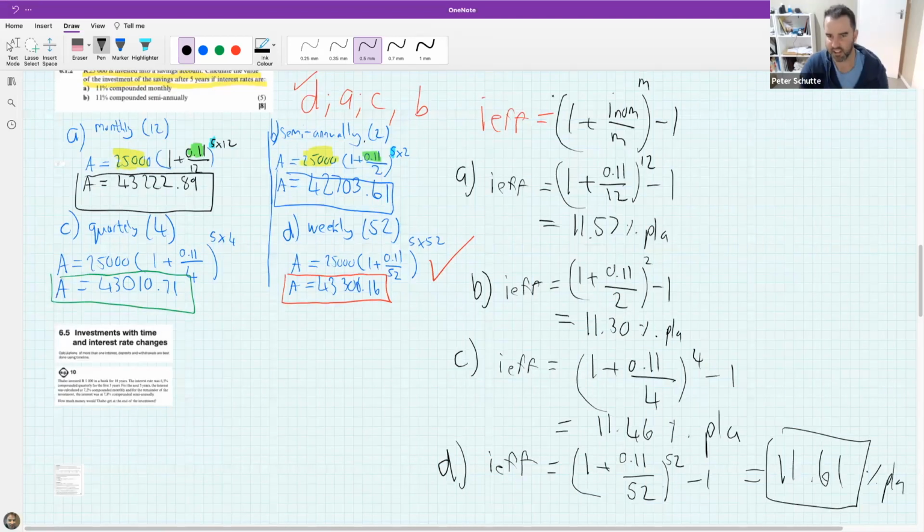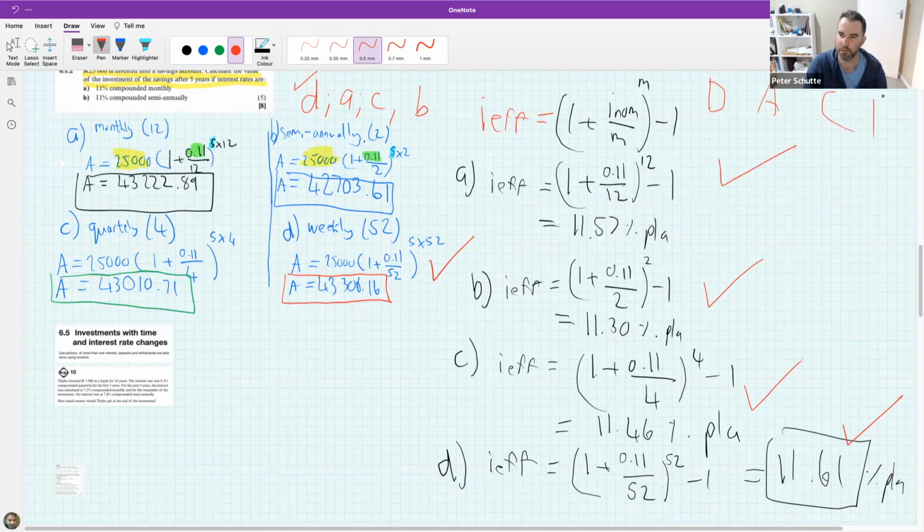And what I see as I look back over the evidence that you've created is if I wanted the highest effective interest rate, I would choose D first. So I'll put that at the top, because it gets 11.6% per annum interest. Then I would choose A because it gets 11.57, not far behind. Then I would choose C because it's 11.46. And lastly, I would choose B.